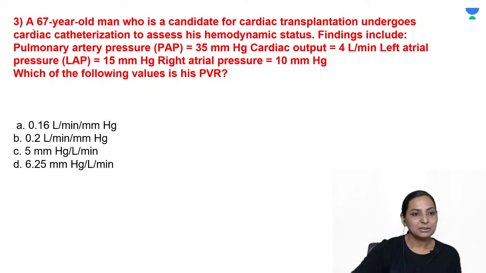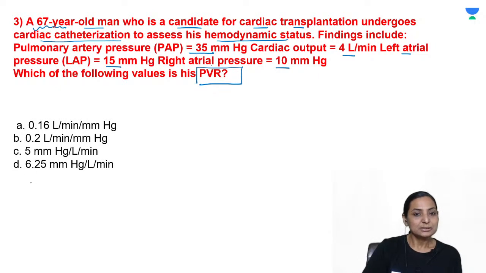Next one. A 67-year-old man is a candidate for cardiac transplantation and undergoes cardiac catheterization to assess the hemodynamic status. In this subject, the findings are pulmonary artery pressure is 35, cardiac output is 4 liters per minute, left atrial pressure is 15 and right atrial pressure is 10. You are supposed to calculate the resistance to venous return. Okay, it is the peripheral venous resistance you have to calculate.